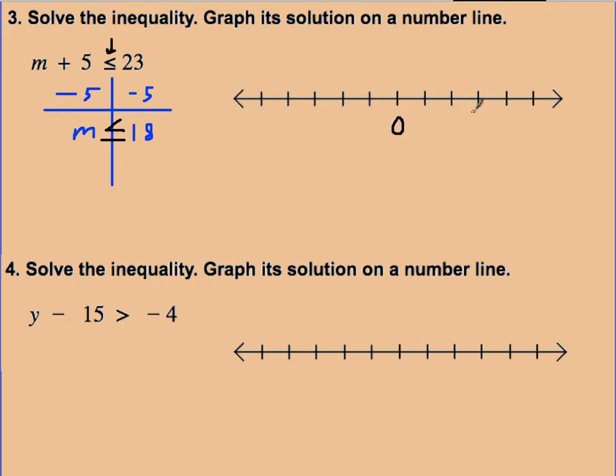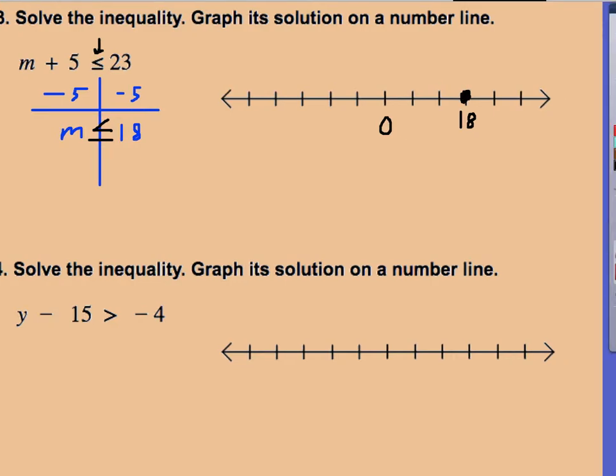So on your number line, compare 0 to your number is my suggestion. 18, it says less than or equal to, so we'll make a solid dot. And then we're going to go ahead and point that to the left because it says less than. So showing that all the solutions are 18 and everything less than 18.